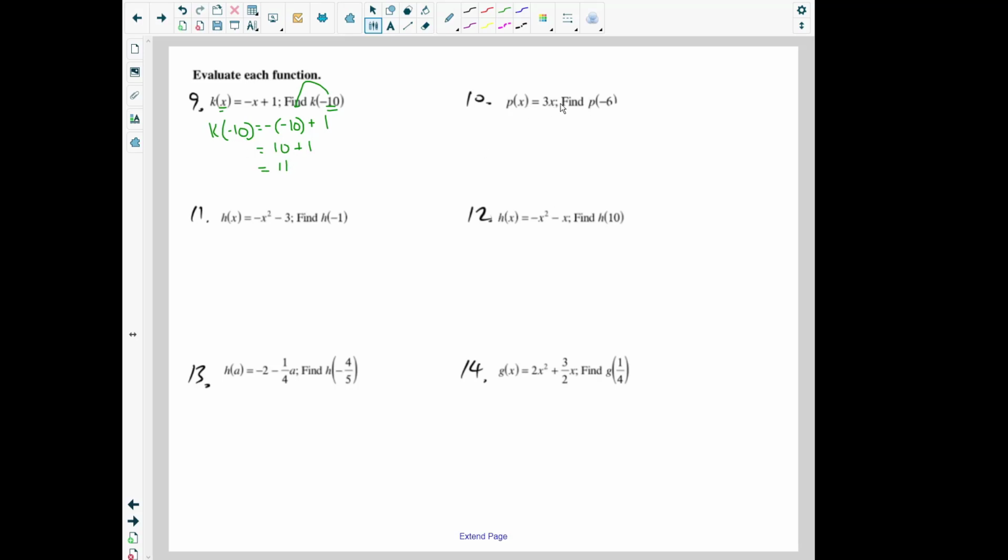p of x equals 3 of x, find p of negative 6. That means I replace my x with a negative 6. So the negative 6 gets placed into both x's. So p of negative 6 equals 3 times negative 6, which is negative 18. So that's the answer for p of negative 6, negative 18.